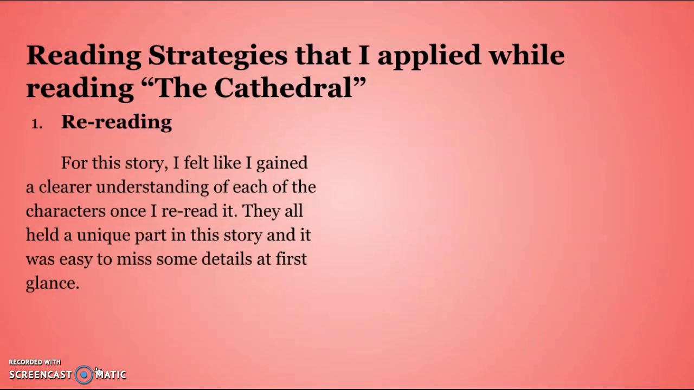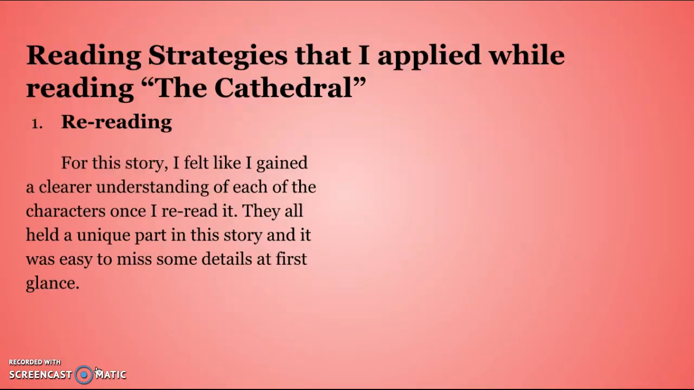Reading strategies that I applied to the reading for Cathedral. One that really helped me was rereading. Rereading helped me gain a better understanding of the wife. For example, once I reread the story, I figured out that she at one point wanted to end her life. The narrator said she went in, swallowed all the pills and capsules in the medicine chest, and washed them down with a bottle of gin. Then she got into a hot bath and passed out. But instead of dying, she got sick.